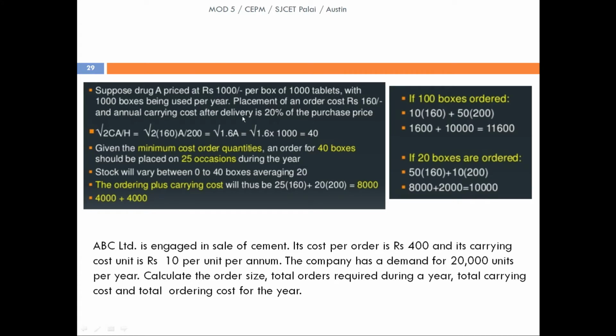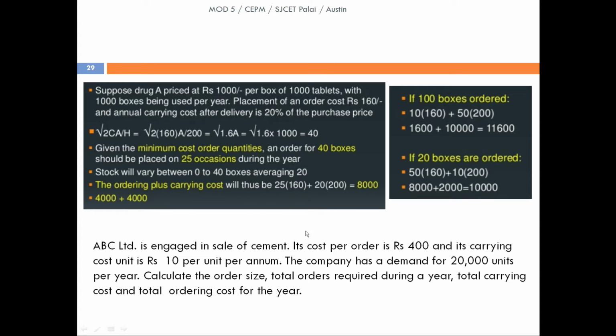Then we have to take into consideration that each stock will vary between 0 to 40 boxes, averaging 20. We take Q divided by 2, which is equal to 20. So the ordering cost is 160, and we know that 25 times we have to order. Therefore 25 multiplied by 160 plus 20 into 200. 200 is nothing but the carrying cost multiplied by this average value 20, which makes it 8000 rupees, which means 4000 is the carrying cost and 4000 is the ordering cost in total.